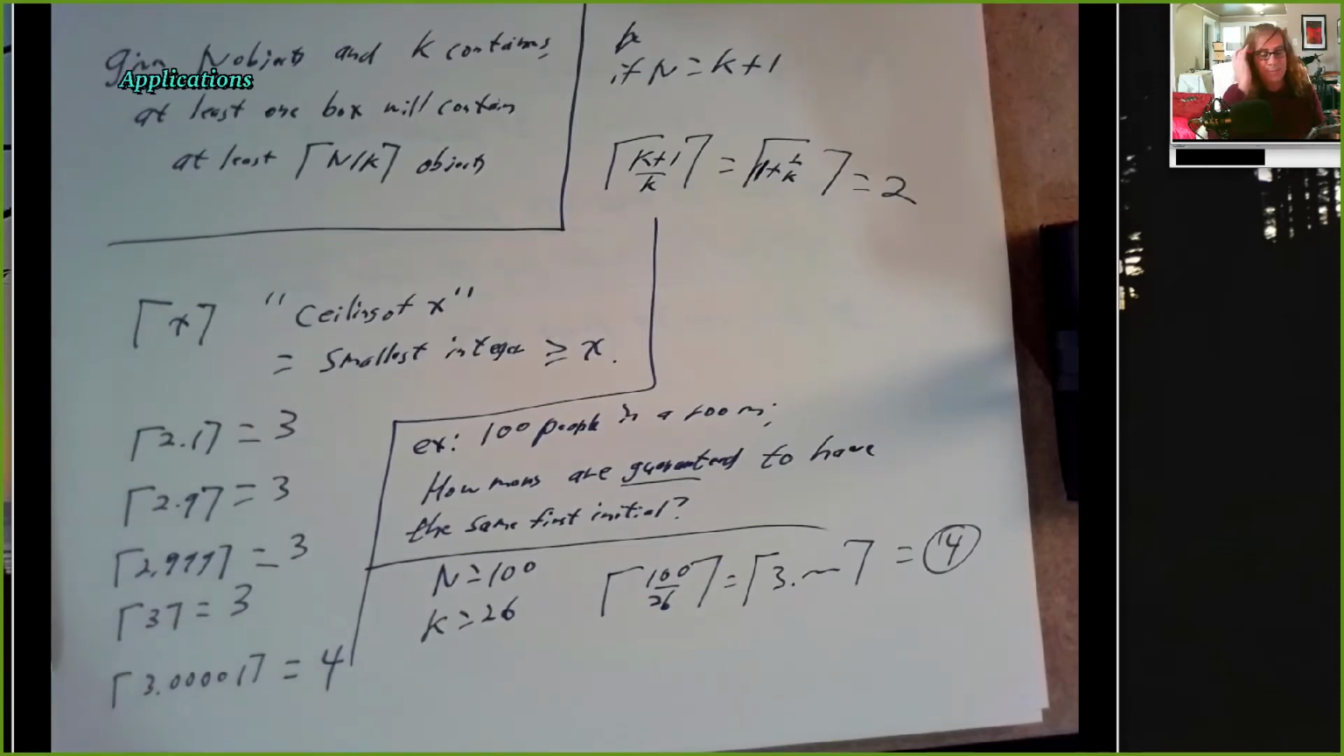Alright, so let's look at applications of this. We looked at a few simple examples with grades and first initials, or 8 people in the room, at least 2 of them were born the same day of the week, because there's 7 days of the week.